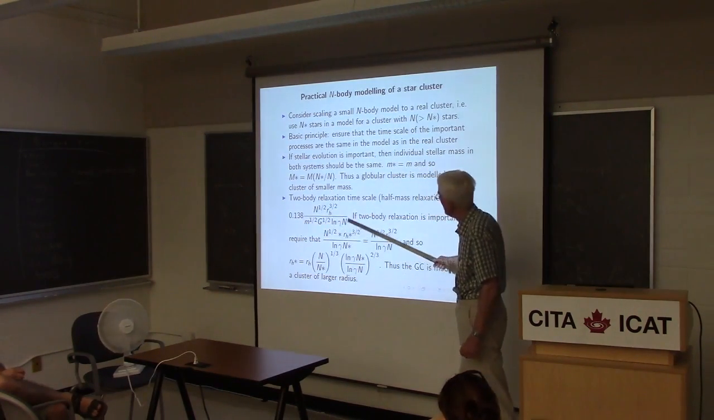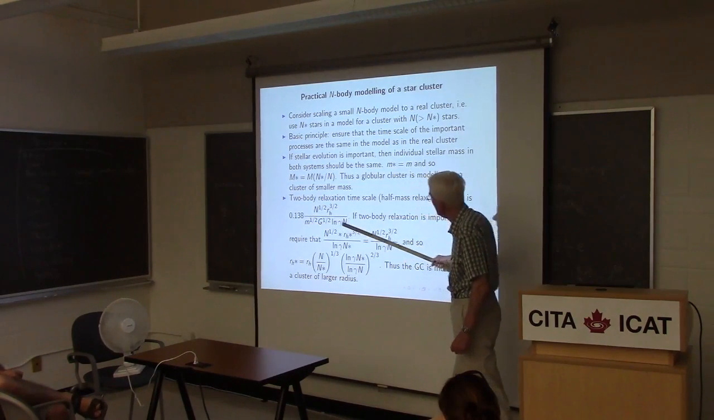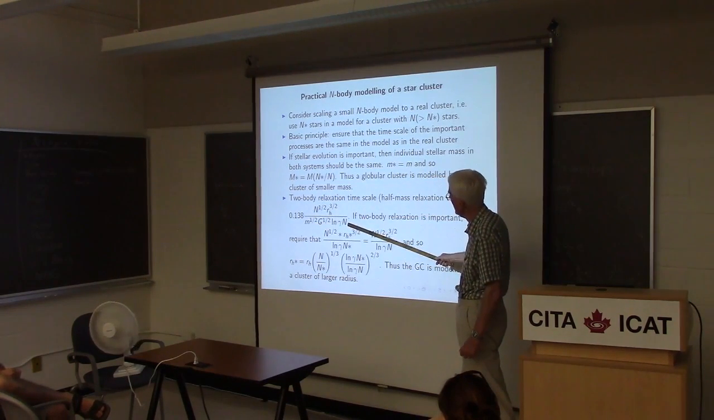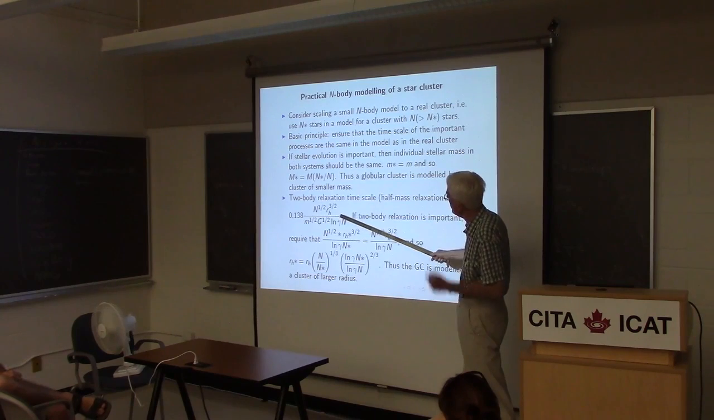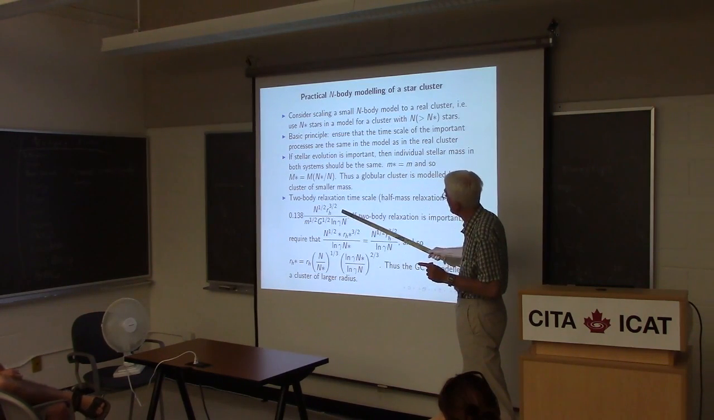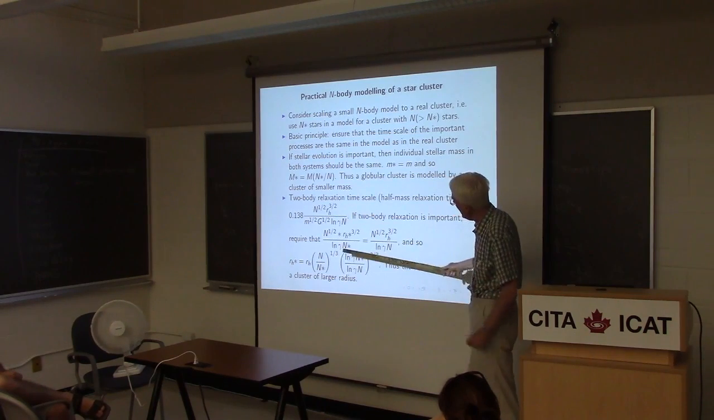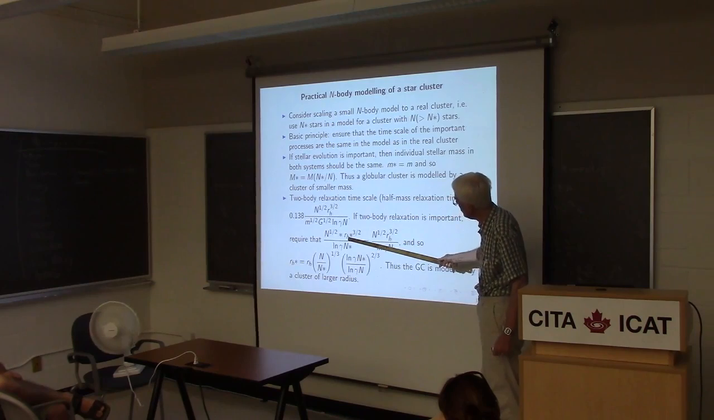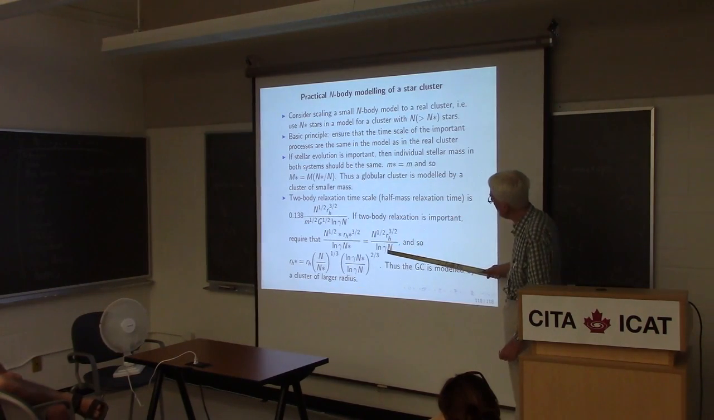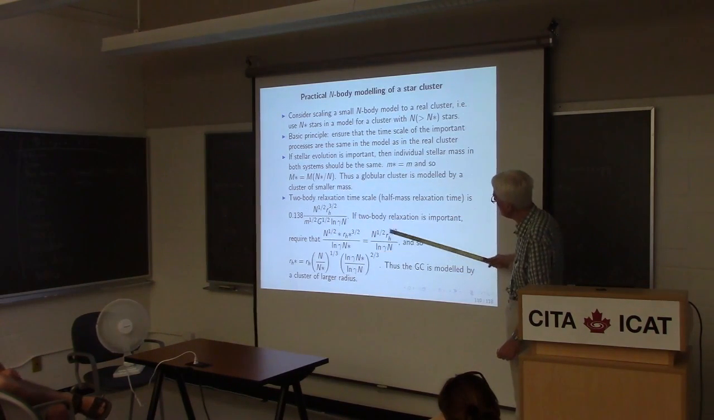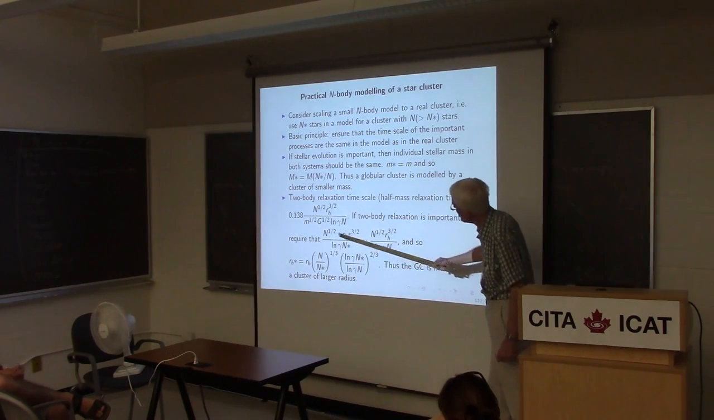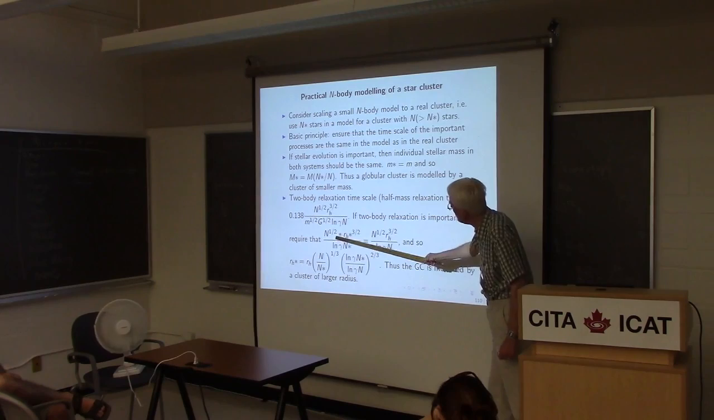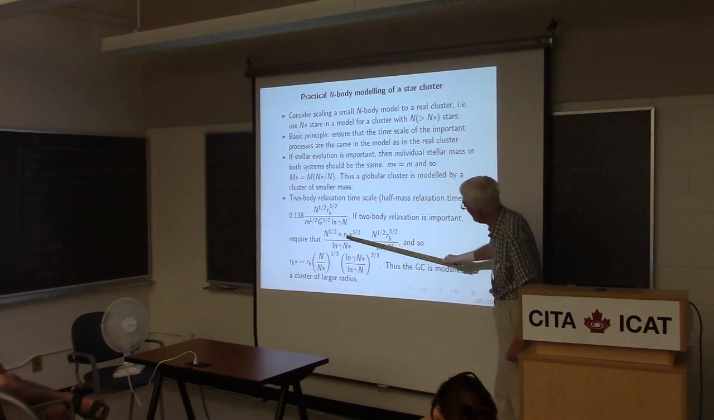Now, the two-body relaxation time scales like Lyman Spitzer's formula here for the half-mass relaxation time. So you want to make sure that your model relaxes at the same rate as the actual star cluster itself. And that means that the number of stars in your model and the radius of your model should be equal to the same combination of factors for the actual star cluster. Now, what you're forcing is N star here to be much less than this N.